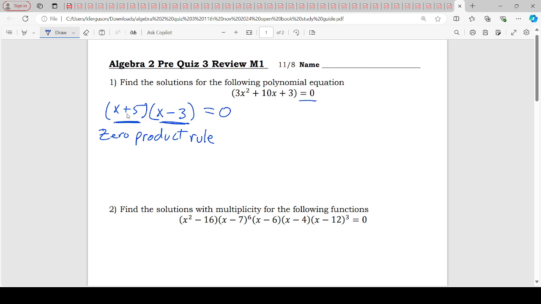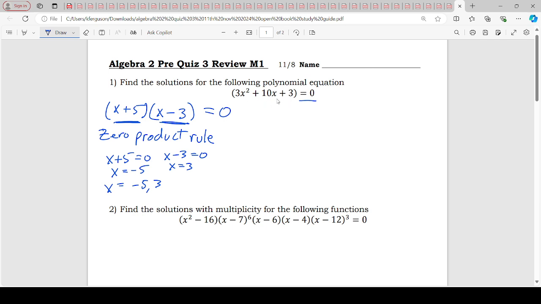Okay. So I look at these two polynomials and I think, well, what will make x plus 5 equal 0? I set it equal to 0, and I find out that x equals negative 5 will make that 0. And then what will make x minus 3 equal to 0? That is x equals positive 3. So what are my solutions for this? x equals negative 5 and 3. Those would be my solutions.